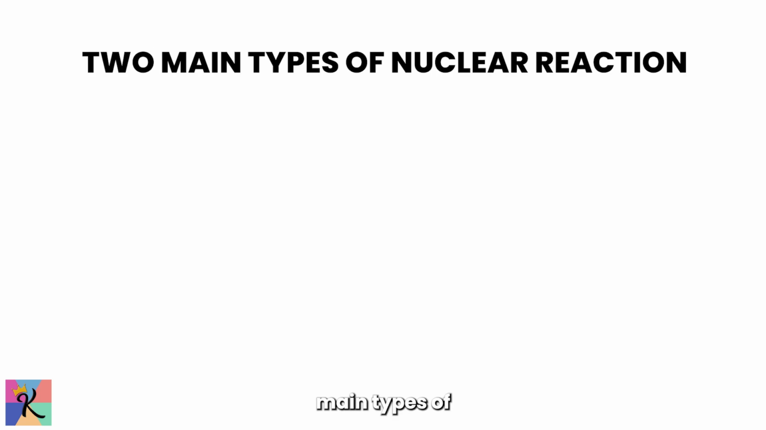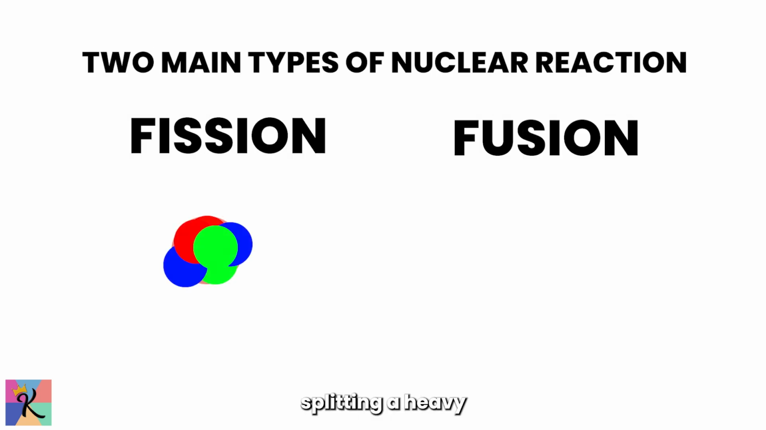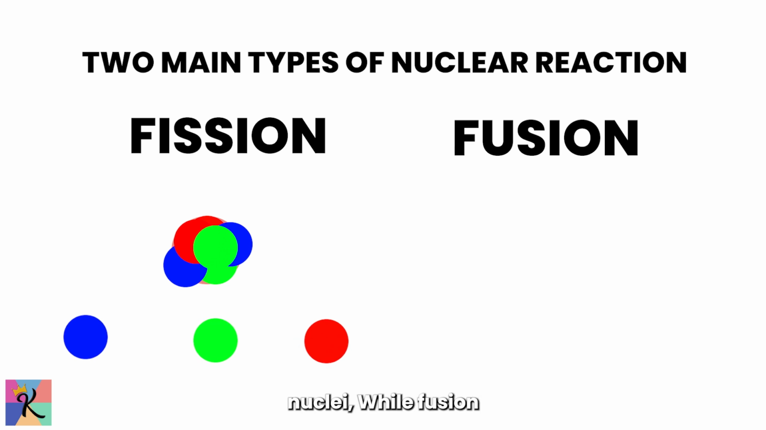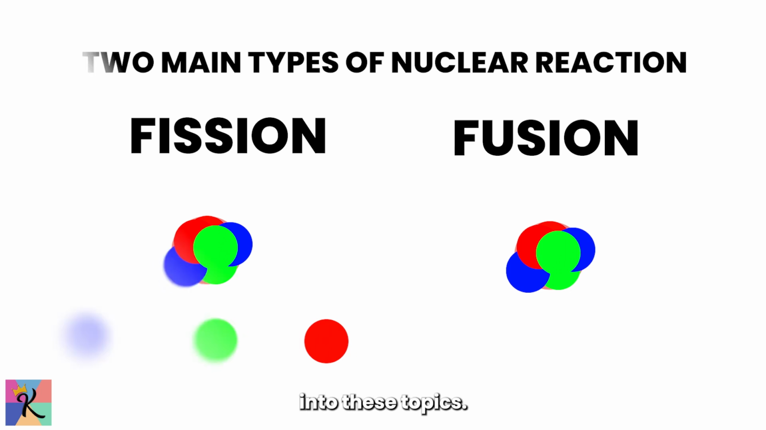There are two main types of nuclear reactions: fission and fusion. Fission involves splitting a heavy nucleus into lighter nuclei, while fusion involves combining light nuclei to form a heavier nucleus. Let's delve deeper into these topics.